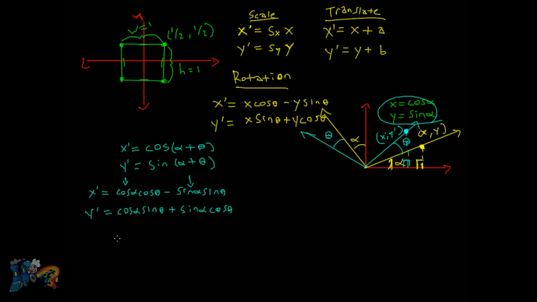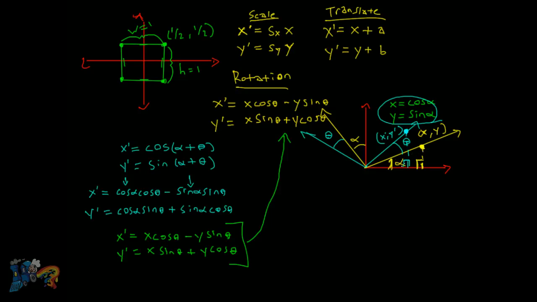Our x prime then is equal to, here's cosine of alpha, so that's x multiplied by the cosine of theta, minus our sine of alpha, which is just y, multiplied by the sine of theta, and our y prime is equal to x sine theta plus y cosine theta. Now what does that look like? Well, now we have shown that this and that are equivalent. So this is where it comes from. All the ambiguity has been stripped away.